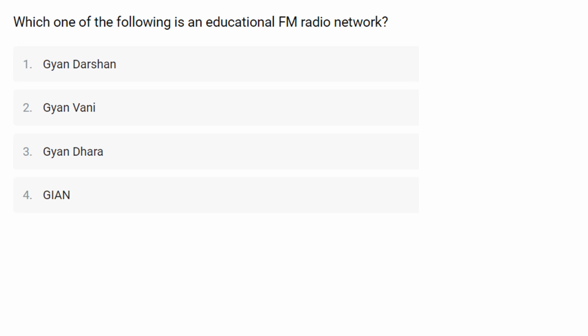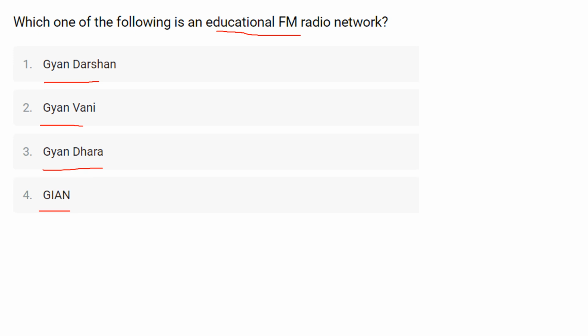Which of the following is an educational FM radio network? So here in this question they have given you the 4 options and they ask you which is the educational FM radio network, for which first option here is Gyan Darshan, second one is Gyan Vani, third one is Gyan Dhara, and the last one is Gyan.